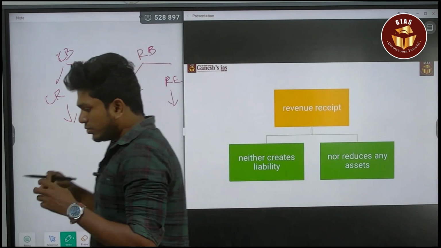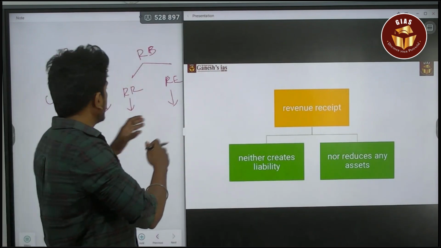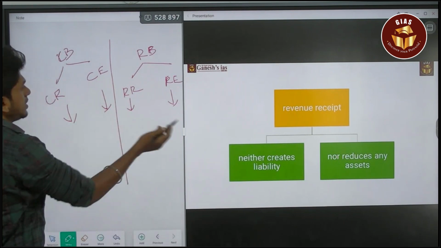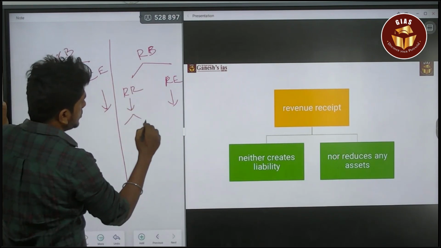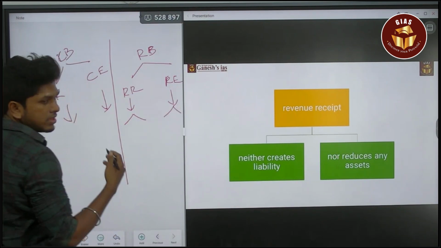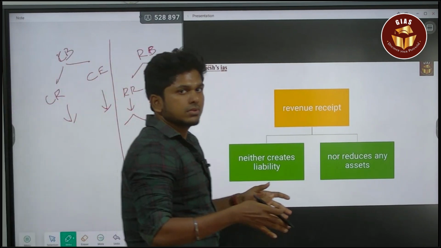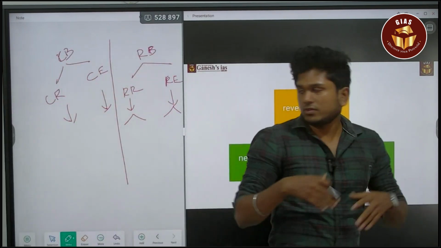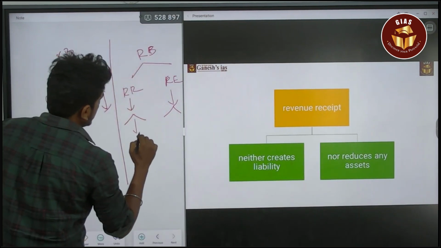First thing you need to know is, while answering this question, you have to divide it. In the revenue receipt you have to list it. When it comes to revenue expenditure, you have to list it. So this is the way you have to structure this answer. And then afterwards you have to say what are the things that are related to the revenue receipt.